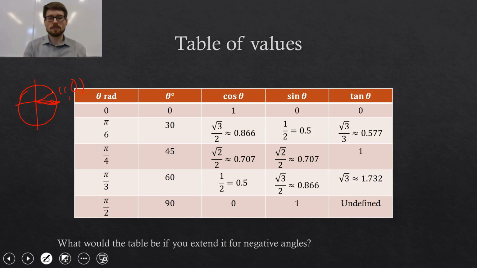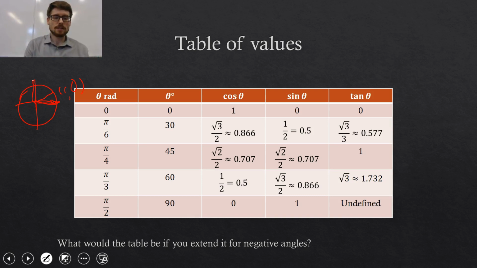Tangent of 30 or pi over 6 is root 3 over 3. So these should all be familiar values to you. I've just laid them out in a table, a nice format, and you can copy it down if you would like. Note that at 90 degrees or at pi over 2 radians, the tangent's undefined. That's when it's vertical. We have an undefined tangent there.